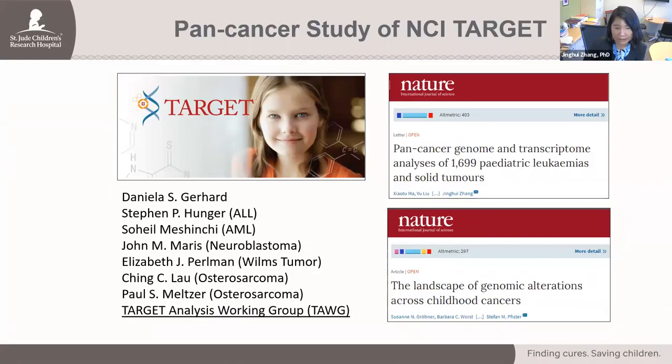When we were launching our study, we also realized that Germany had also started their own pan-cancer analysis. So to ensure that we coordinate this research effort without redundancy, we actually supplied all the whole genome sequencing data from the St. Jude-led PCGP to the German group, so that they can analyze an independent cohort and we can cross-validate our findings independently.